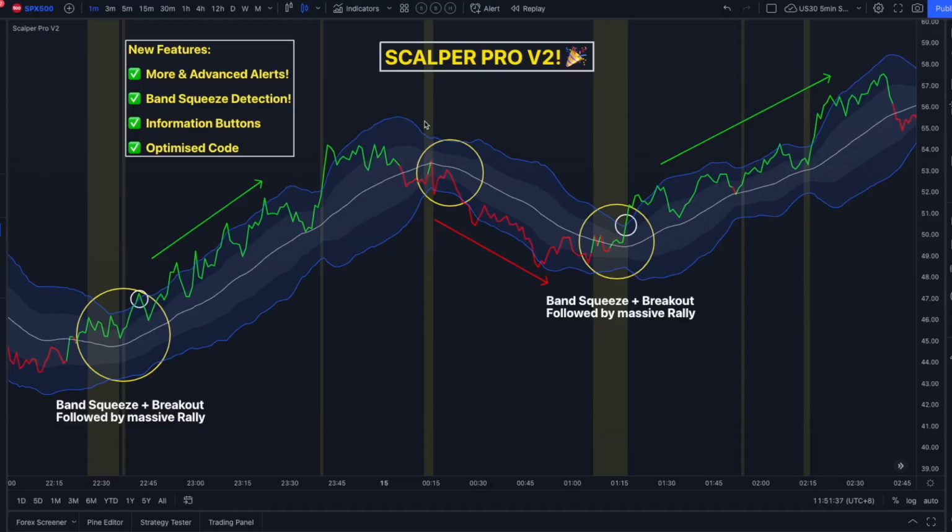Same here, we have been alerted by a squeeze. We broke out to the downside, and what happened? We had a little retracement. And same thing here, we had a band squeeze with a breakout right here.